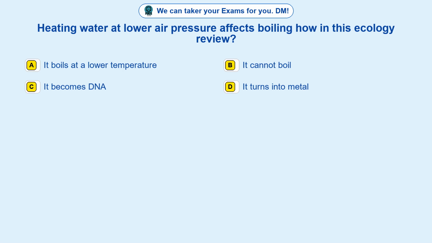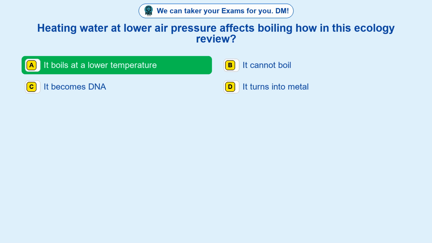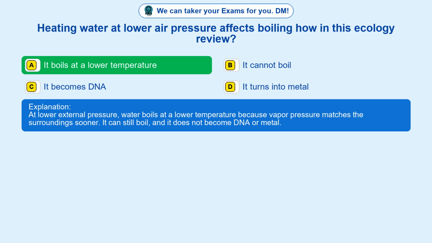Question 48. Heating water at lower air pressure affects boiling how in this ecology review? Option A. It boils at a lower temperature. Option B. It cannot boil. Option C. It becomes DNA. Option D. It turns into metal. The correct answer is option A. It boils at a lower temperature. At lower external pressure, water boils at a lower temperature because vapor pressure matches the surroundings sooner. It can still boil, and it does not become DNA or metal.